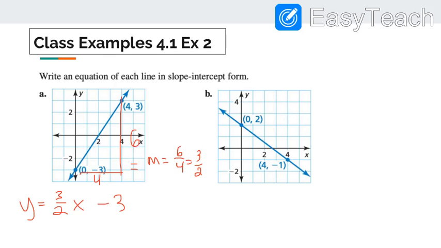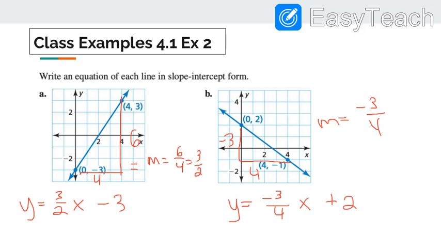My next one, again, I'm making my slope triangle. How many down? I'm going down 3. I'm going over 4 again, so that means my slope here is going to be -3 over 4. So my overall equation, using my y-intercept of 2, would be y equals -3 over 4x plus 2.